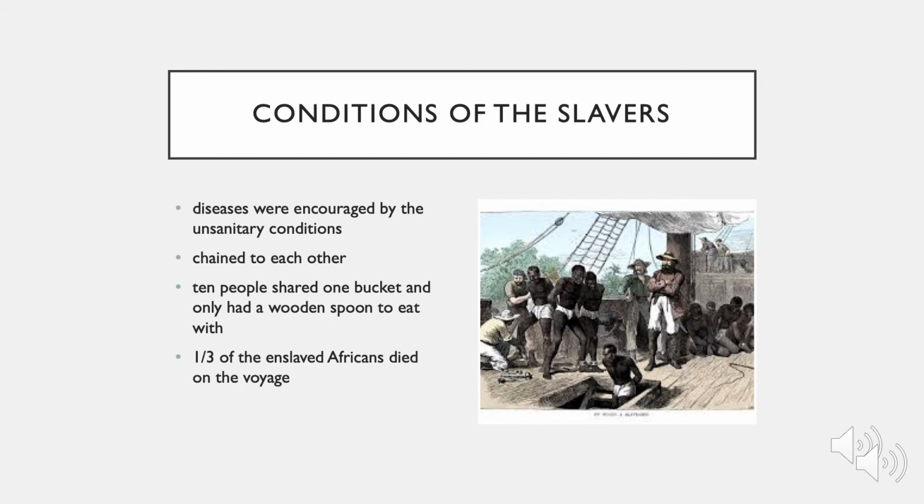10 people had to share one bucket of food and only had a wooden spoon to eat with. So if the spoon dropped, they were forced to eat with their bare hands. This exponentially increased the spread of diseases. It's approximated that one third of the enslaved Africans died on the voyage, and the bodies would remain there for days and possibly weeks until disposed of.